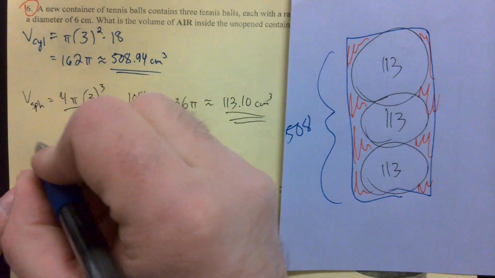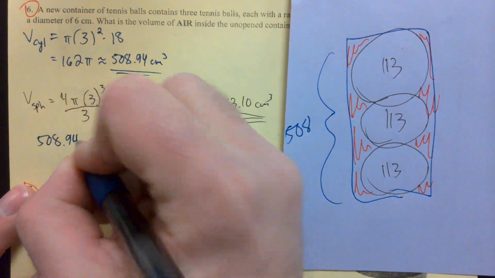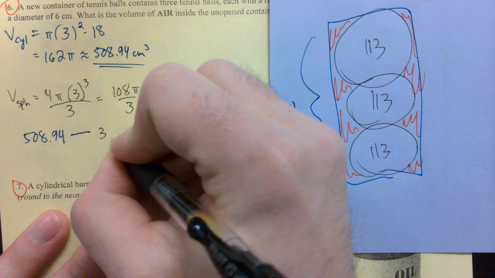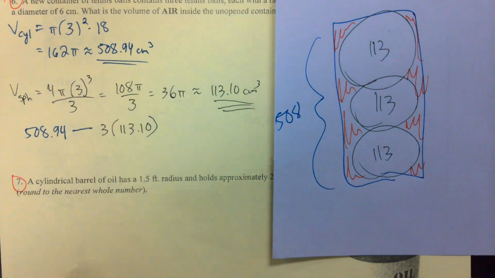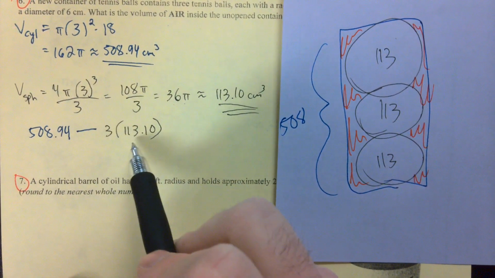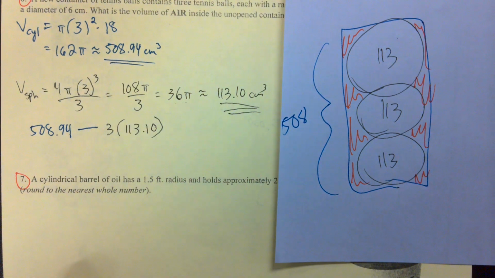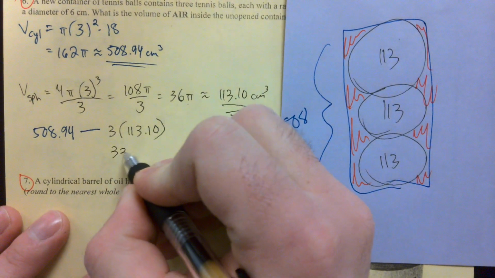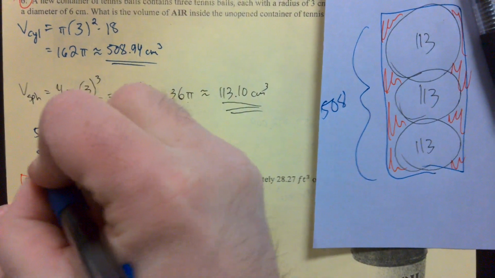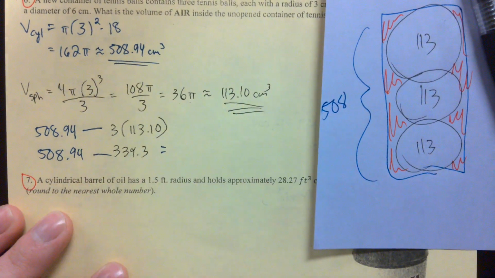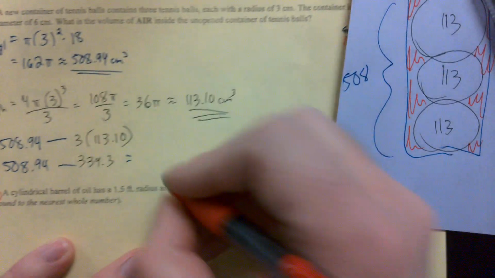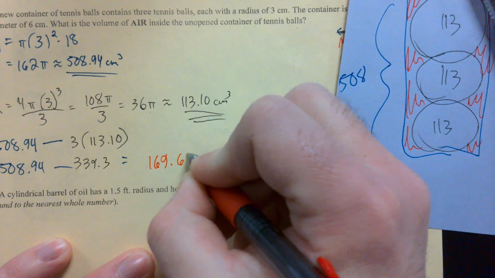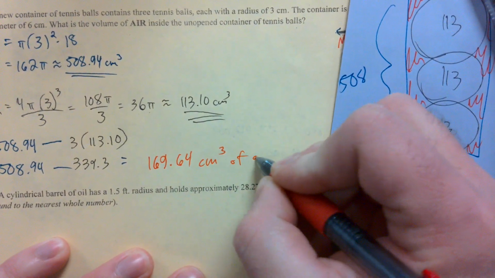So we're going to set up an equation, kind of. 508.94 minus 3 times 113.10. So the total cylinder minus 3 of those tennis balls on the inside. 3 times 113.1 gives me 339.3. 508.94 minus 339.3 is 169.64 cubic centimeters of air.